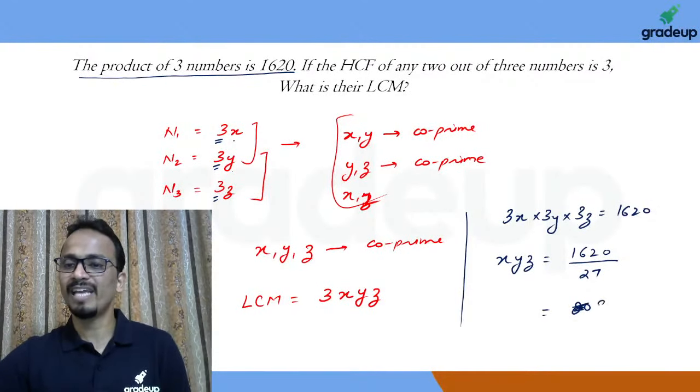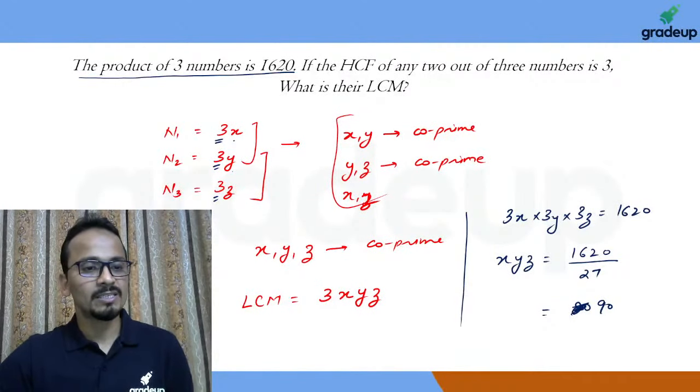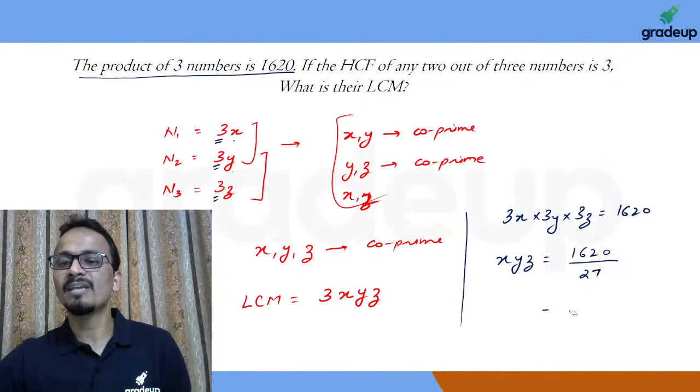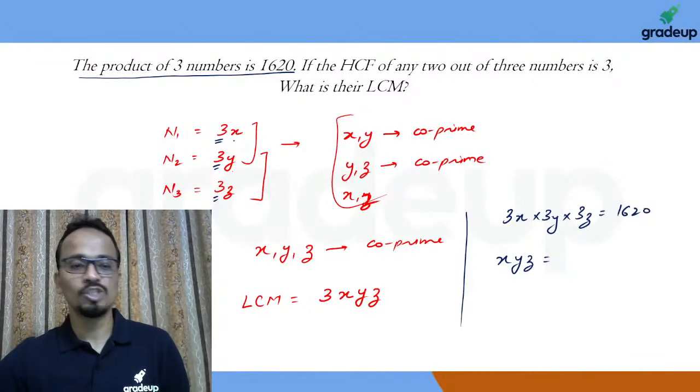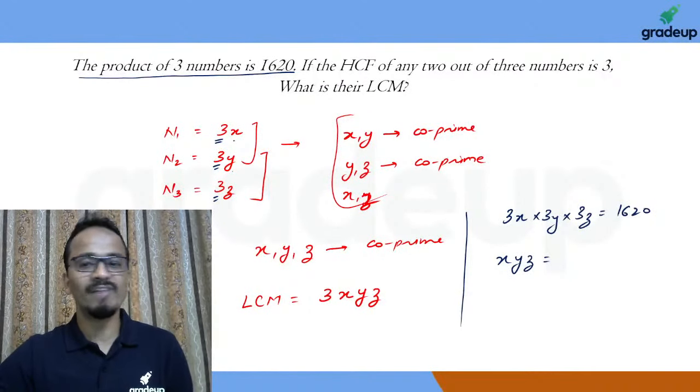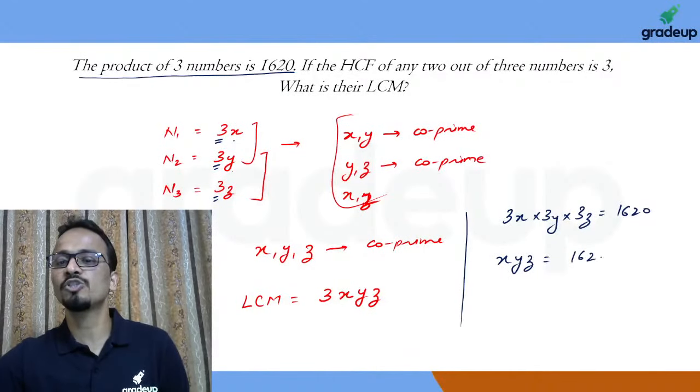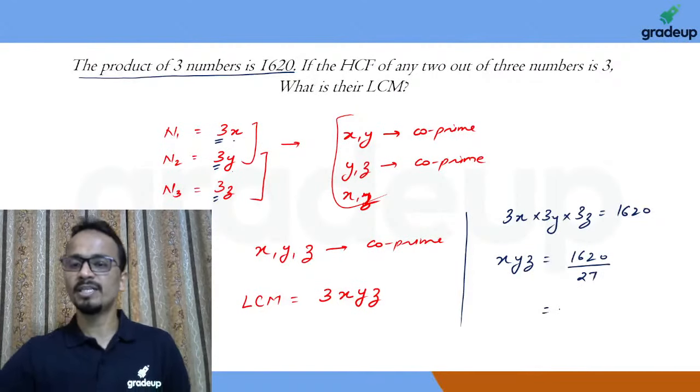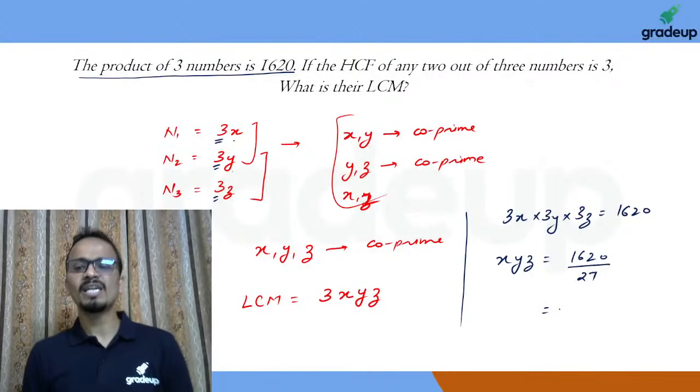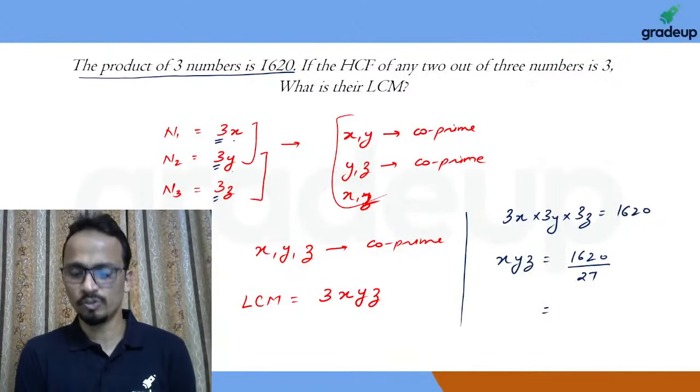Oh, wait. The value will be 90. Okay, so the value of x into y into z will be equal to 90. Right? So wait, I'll just quickly calculate it once again. So the value of x into y into z will be 1620 divided by 27. Now 27 into what number will give you 1620?